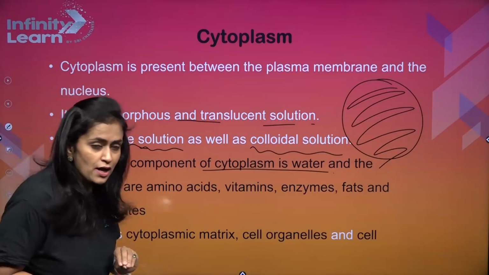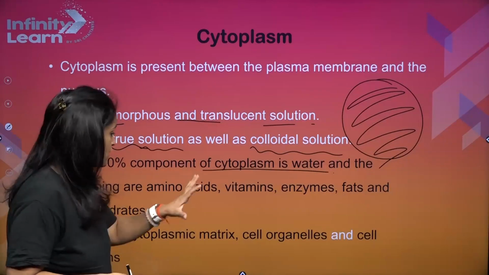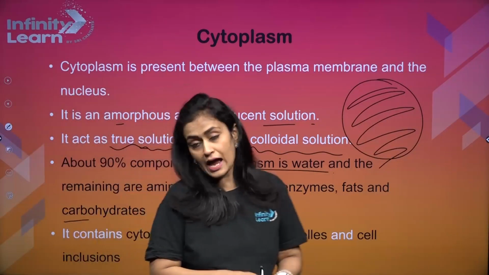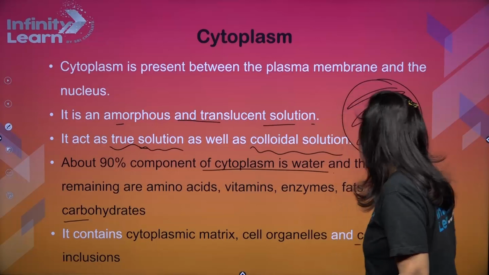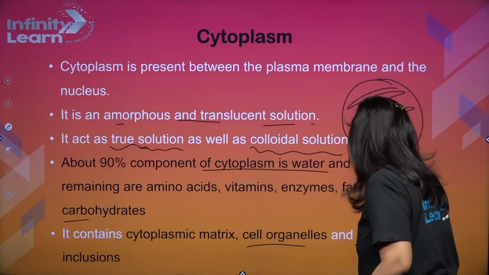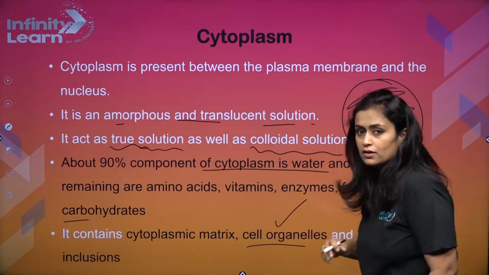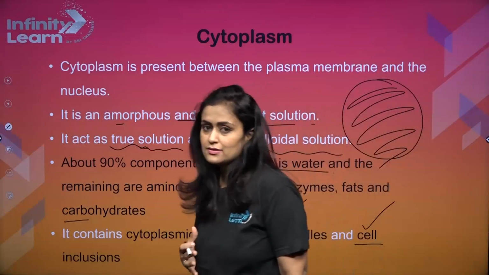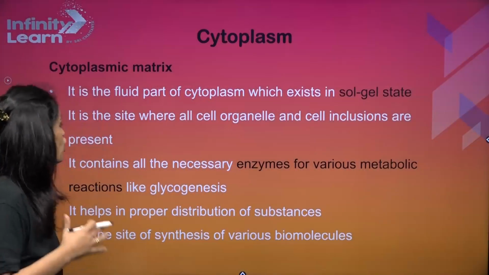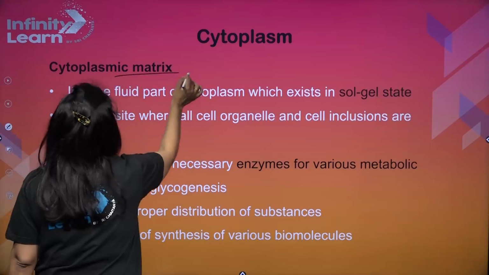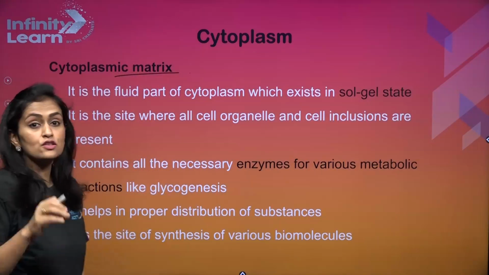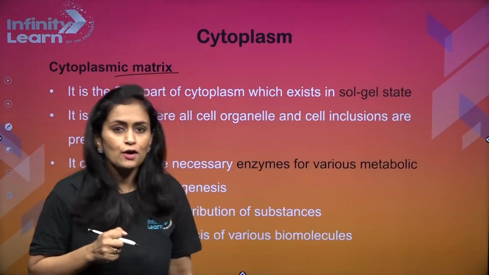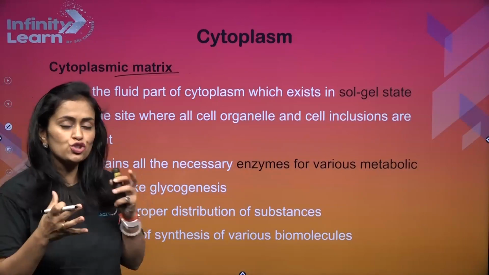So this cytoplasmic matrix consists of the cell organelles and the cell inclusions. Let's see both what is cell inclusion and what is cell organelles in this particular class itself. Now, when we talk about the cytoplasmic matrix, how is it? It is a sol-gel state. What does it mean by sol-gel state?